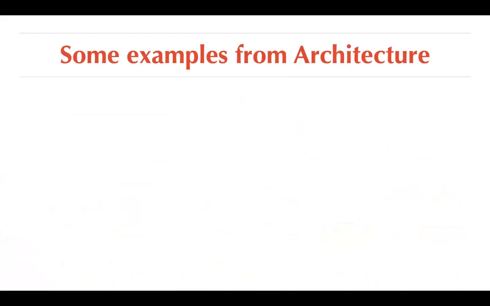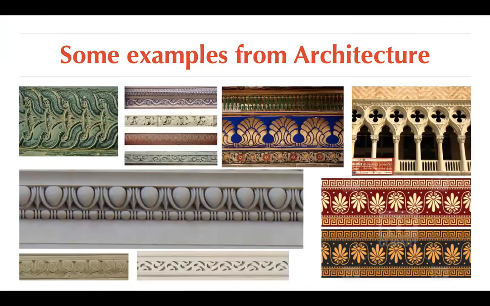Now I'll give some examples from architecture. This is going to be a talk in which I'll take only the one-dimensional case, but in the next talk I'll talk about the two-dimensional case. You have 17 groups that take care of 2D art. In that case, you have two translational degrees of freedom, that is, two axes of symmetry. These are some of the examples.